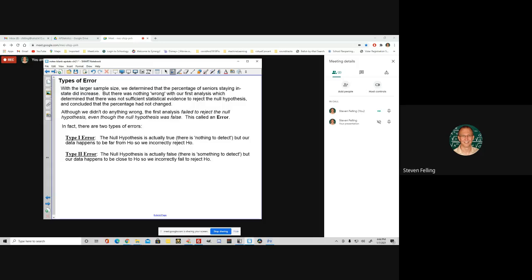Okay. With the larger sample size, we did determine that the percentage of seniors staying in state did increase, but there wasn't anything wrong with our first analysis. So although we didn't do anything wrong in the first analysis, we have to conclude that the first analysis failed to reject the null hypothesis, even though there really was a difference.